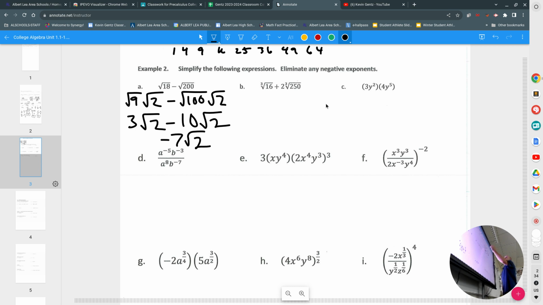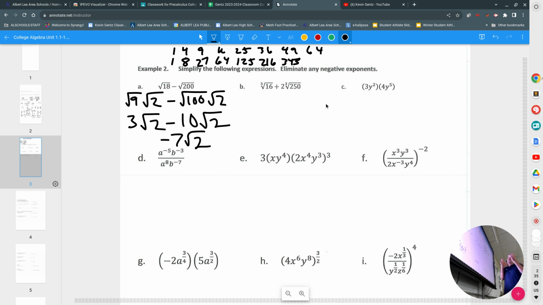1 times 1 times 1 is 1. Well, what's the next perfect cube? 2 times 2 times 2 is 8. So 8's the next perfect cube. Then 3 times 3 times 3, so 27's the next one. 4 times 4 times 4 is 64. 5 times 5 times 5. And then 6 times 6 times 6 is 216. 7 times 7 times 7 is 343, and so on and so forth. A lot of times people only remember up to about 125, and I'd say as long as you do that, you're fine in this class.